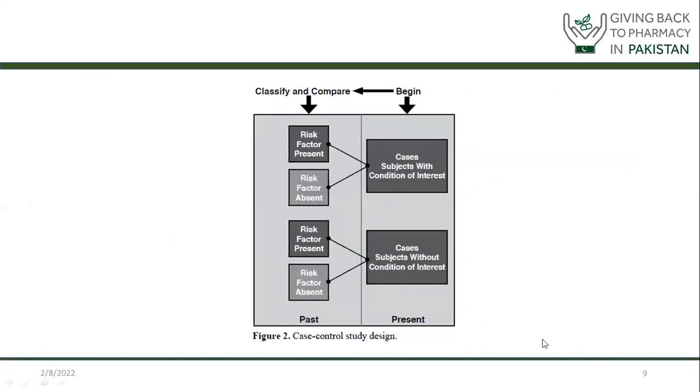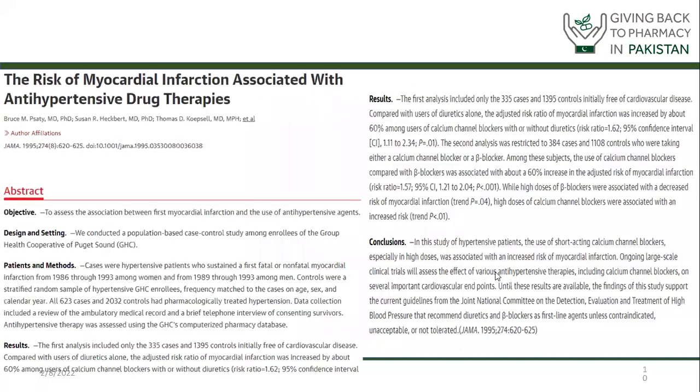So here you can study. We'll start from the present and it will end in the past. We're going behind. So these are cases, for example, these are with Reye syndrome, and these are without Reye syndrome. We'll see how many used aspirin, how many didn't use aspirin. Without Reye syndrome, same population, how many have used aspirin, how many haven't used aspirin. So this is the classical example.